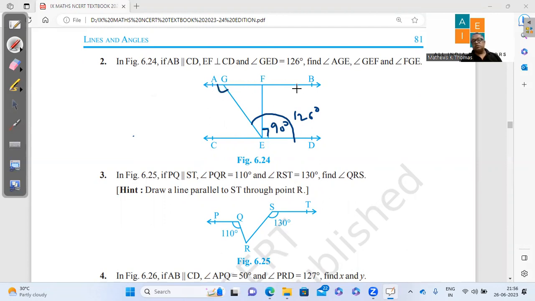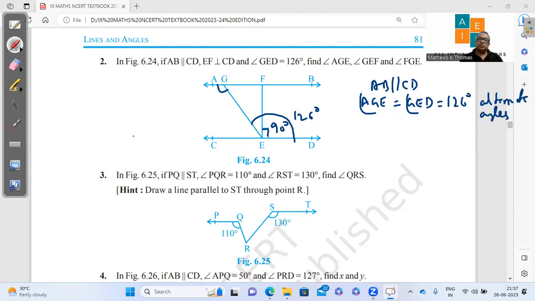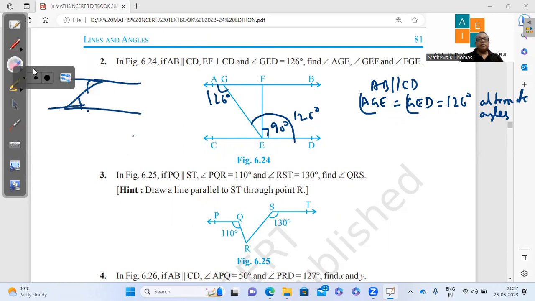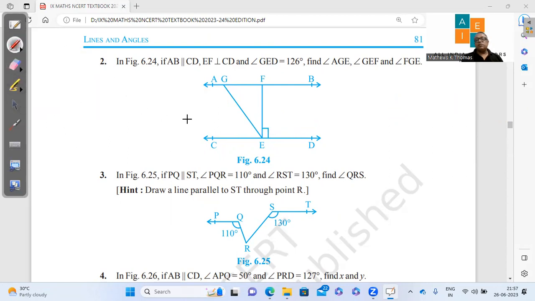Here, since AB and CD are parallel, as given, and GE is the transversal, these are alternate angles. So angle AGE will be equal to GED, that is 126, because they are alternate angles. It's like a Z shape. Remember, whenever there are alternate angles, we know that they are equal. So this is 126. Therefore, this will also be 126.